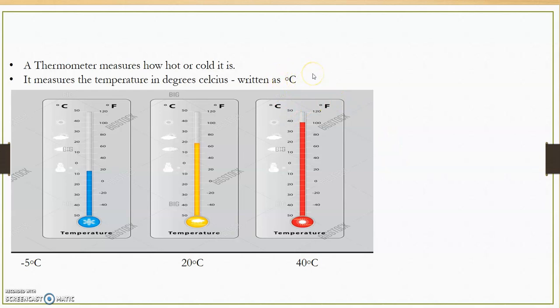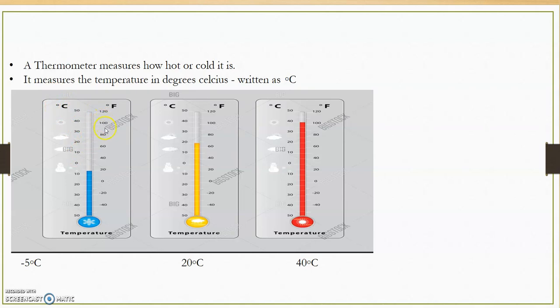So if our temperature is 10 degrees Celsius, we are going to write the 10 before this sign here. So let's look at these three thermometers. You see that there is a degrees Celsius there and a degrees Fahrenheit on the other hand. In South Africa, we do not use Fahrenheit, we use Celsius. So every time you get a thermometer, please make sure that you're reading on the Celsius side.